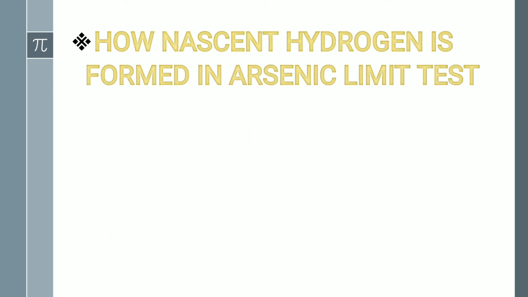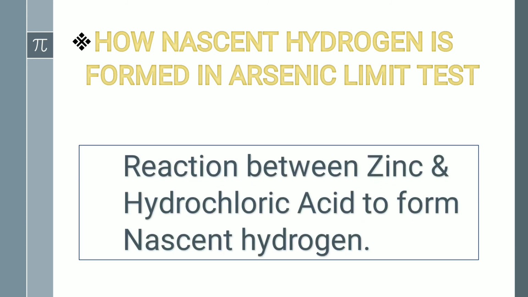Next, how is the nascent hydrogen formed in the arsenic limit test? The arsenic limit test is very important, and in that the nascent hydrogen is formed for the formation of arsine gas. So how is the nascent hydrogen formed? By the reaction between zinc and hydrochloric acid to form nascent hydrogen.